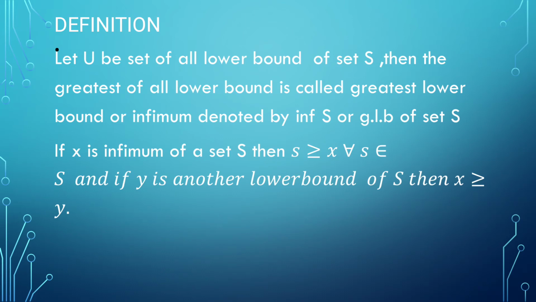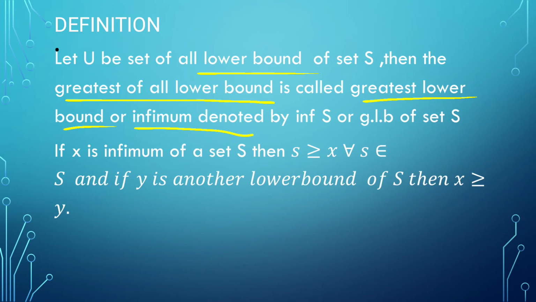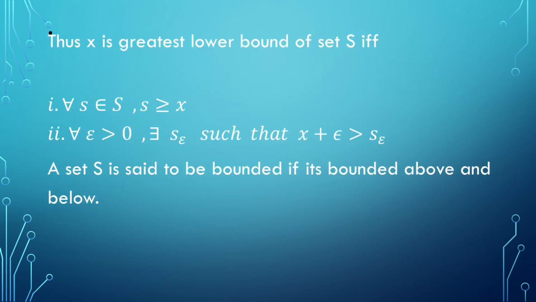If you have U being the set of all lower bounds, in this case lower bounds of set S, then the greatest of all lower bounds is called the greatest lower bound, which we call the infimum, and it's denoted by inf S and GLB of set S. If x is the infimum of set S, then s will be greater than x for all s in S, and if y is another lower bound, it will mean that x will be greater than or equal to that y, because this is the greatest of all.